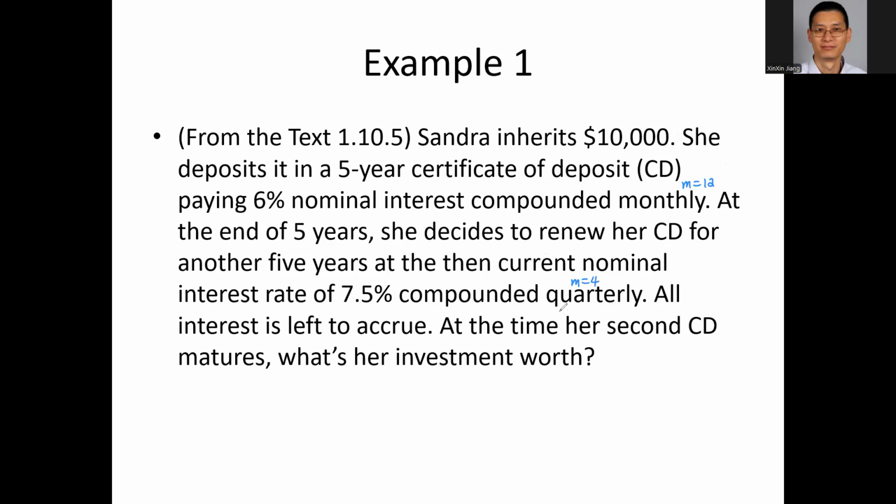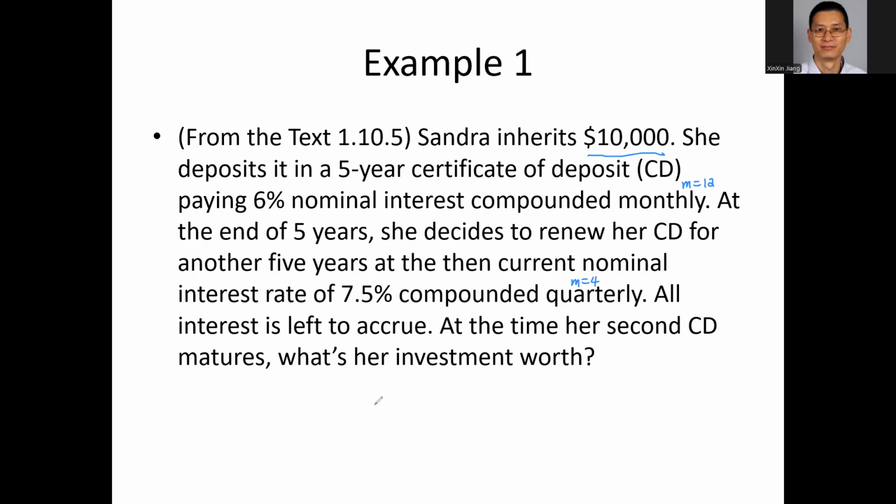All interest is left to accrue. That means the interest Sandra earns earlier will be accrued to the following time. The interest will be earning interest as well. So it's the compounding concept. At the time her second CD matures, what's her investment worth? So we're looking for the total amount that she would have starting from 10,000.